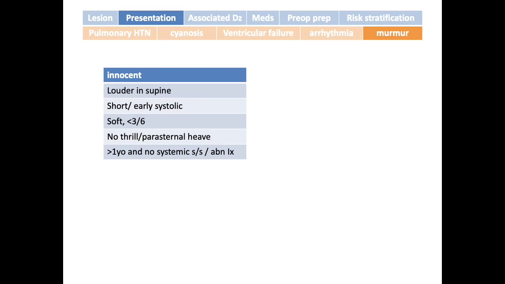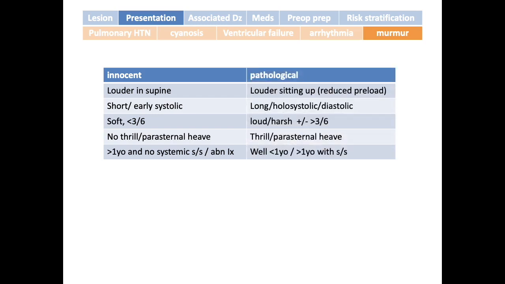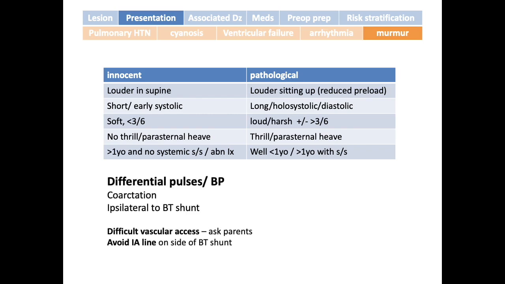soft, and without any palpable thrill or systemic manifestations of congestion or cyanosis. A child needs to be at least 1 year old for a murmur to be clinically dismissed as innocent without further investigations, as a cardiac pathology may not have had time to manifest itself and its complications within the first year of life. Conversely, a pathological murmur would be louder on sitting up, due to the reduced preload. It would also be holosystolic or diastolic, loud and harsh, and may be accompanied by other physical signs such as a thrill and peripheral edema or cyanosis.